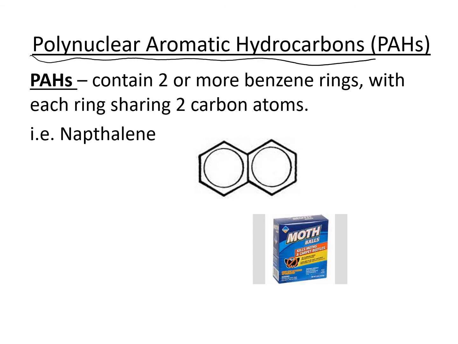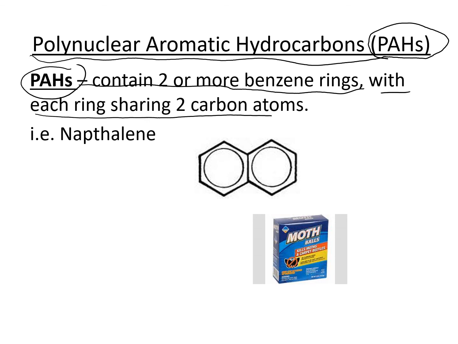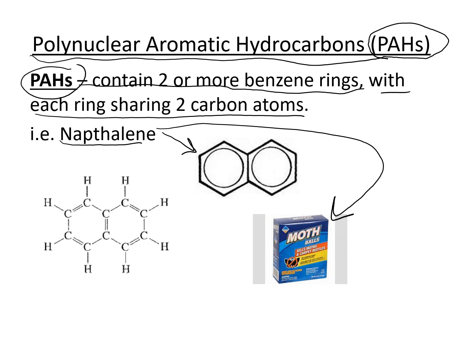Polynuclear aromatic hydrocarbons are also known as PAHs. PAHs contain 2 or more benzene rings, with each ring sharing 2 carbons. For example, naphthalene has 2 benzene rings attached together. Naphthalene is found in mothballs. The structural formula shows us that these 2 carbons here are shared between the 2 benzene rings. The sharing of these 2 carbons is what makes this a polynuclear aromatic hydrocarbon.